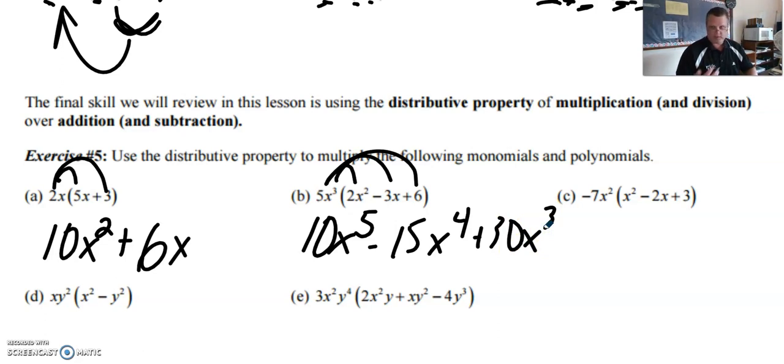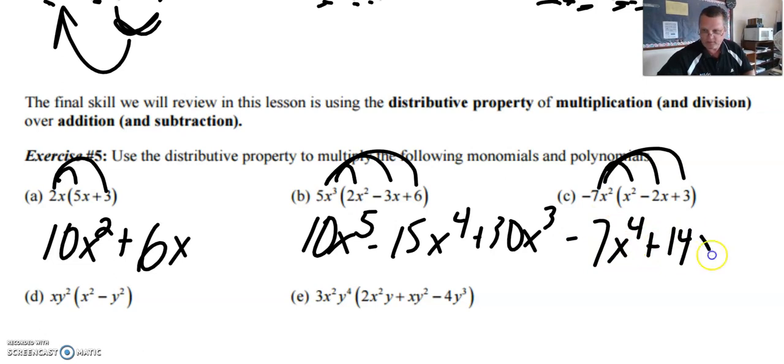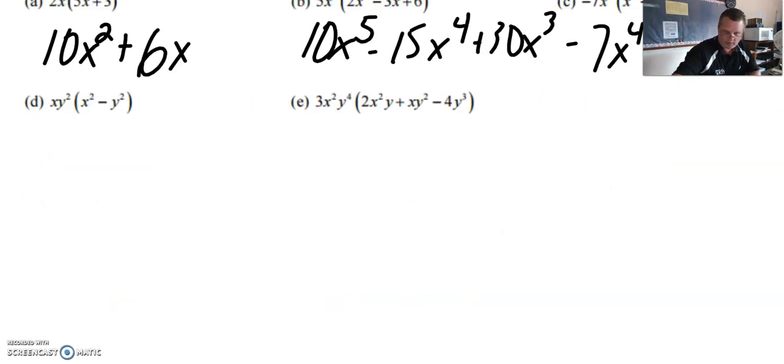Nothing should be a like term. Negative 7x squared gives me a negative 7x to the fourth plus 14x cubed minus 21x squared. Okay, be very careful with your signs. This one might be a little different, because we don't have x's and y's in every single one. So just combine the x's, combine the y's where necessary.